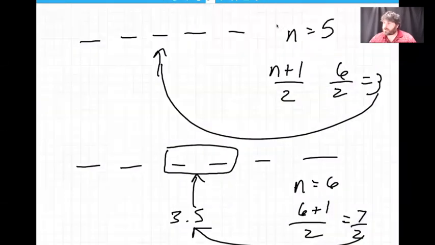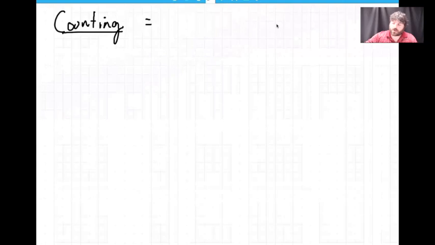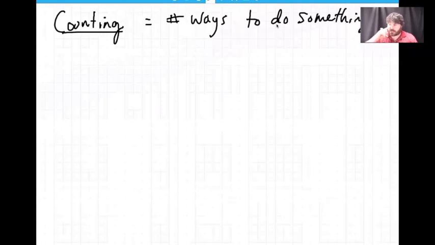Okay, all right, so moving on to the next idea. Okay, now we're going to start talking about counting. So the number of ways that you can do something. Okay, this is a very common thing on the ACT. They ask you to count things.